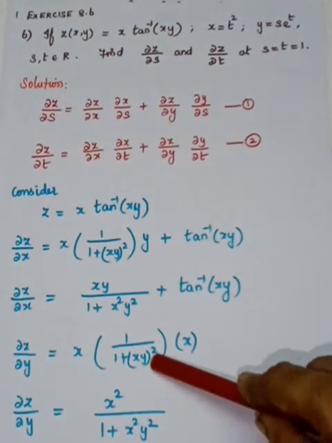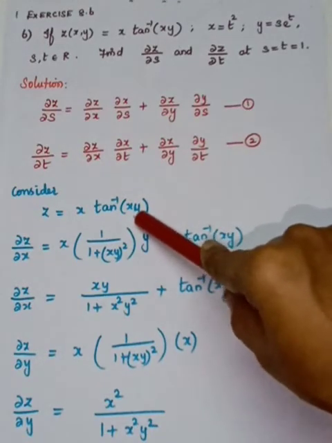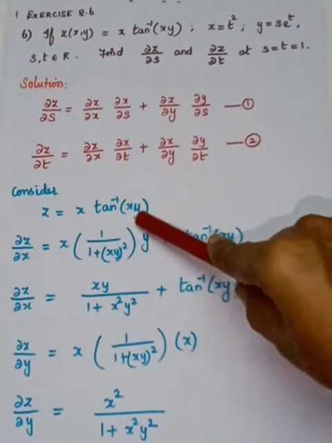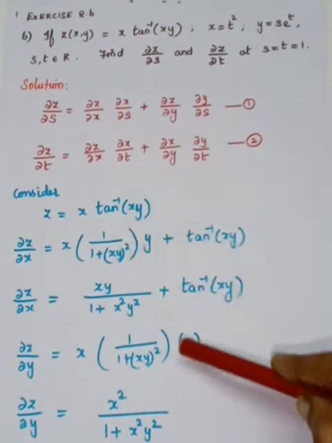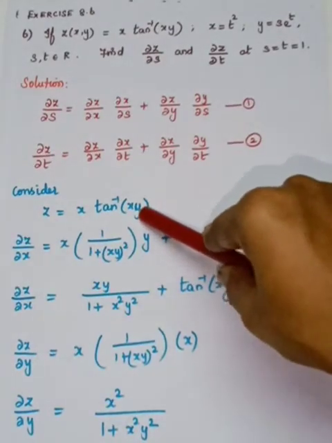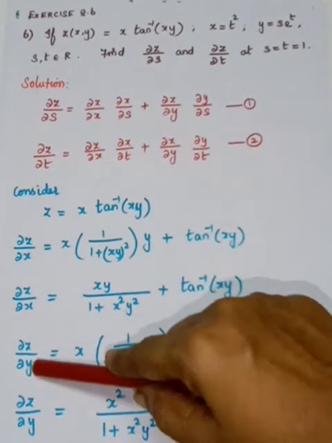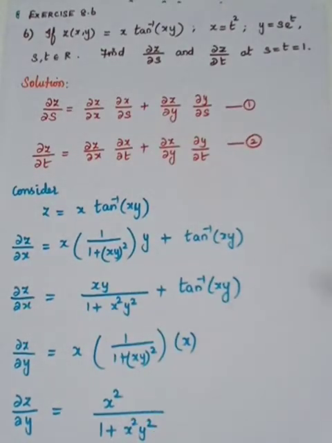After that what you have to do, this xy has to be differentiated. Now you have to differentiate partially with respect to y. But what is the constant here? X is a constant. What is remaining in that xy? It is y. So when you differentiate y with respect to y is 1. So x into x is x squared divided by 1 plus x squared y squared. So we have found dou z by dou x and dou z by dou y.